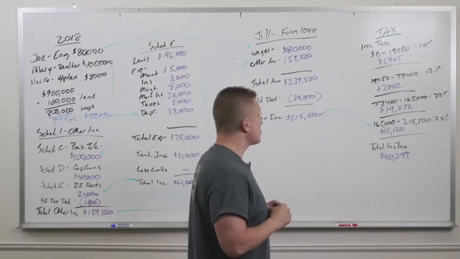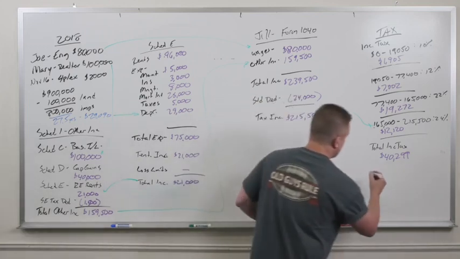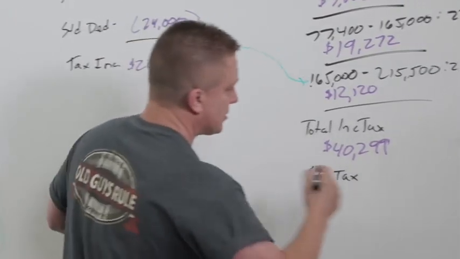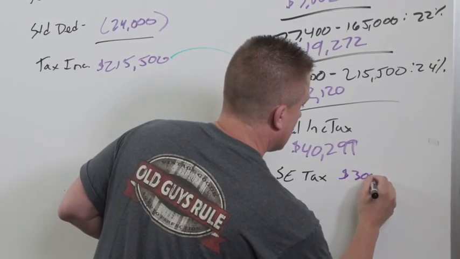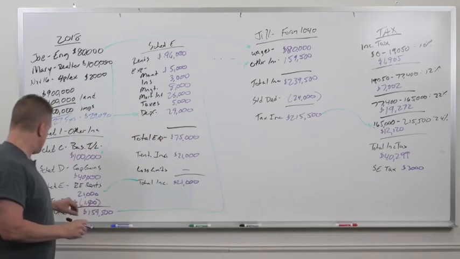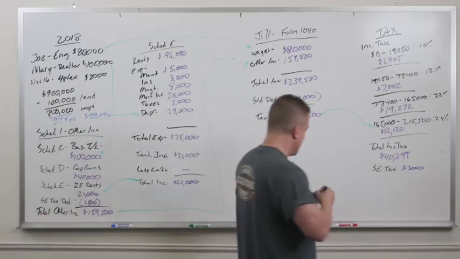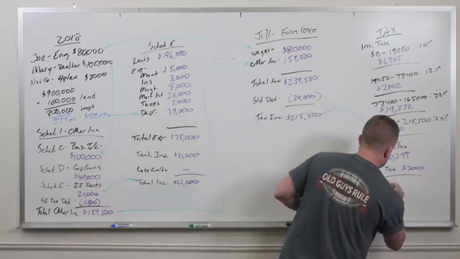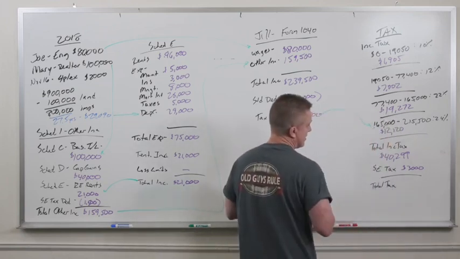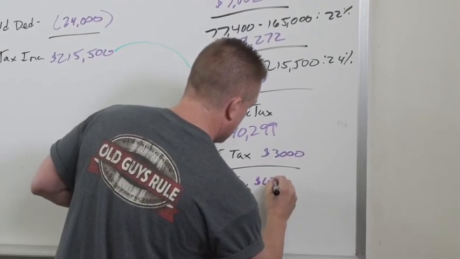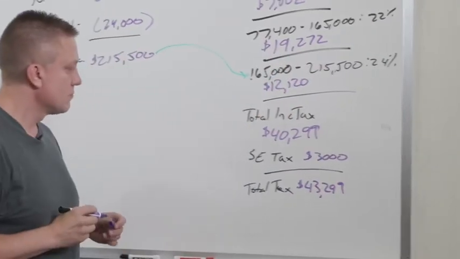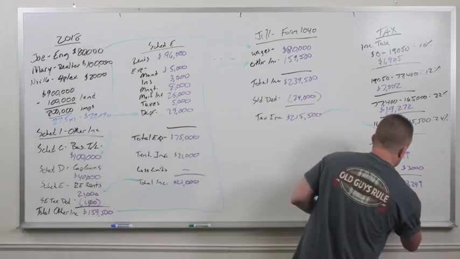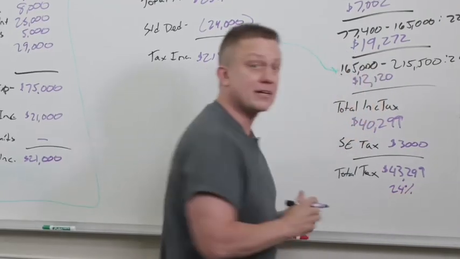Now remember, Mary owns her own business, so she has to pay self-employment tax. I'm going to put SE tax here. And we said earlier, that's going to be $3,000. Right? We got half of that, remember, back here in the deduction on Schedule 1. Okay, we add this up, right? Their total tax is going to be $43,299. If I take $43,299 divided by the $180,000 that they brought in, a nice number to look at is called the effective tax rate. They're going to pay about 24% of their income.